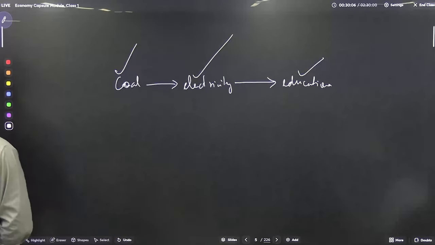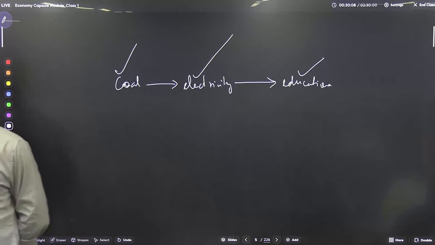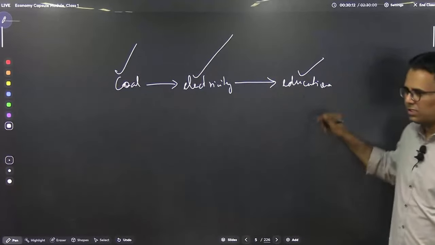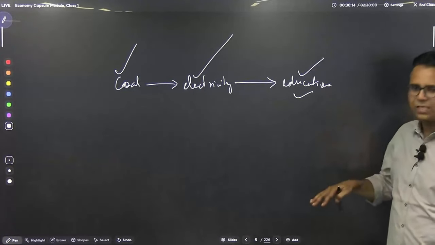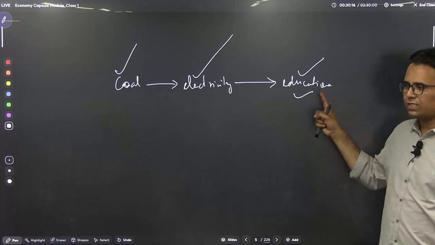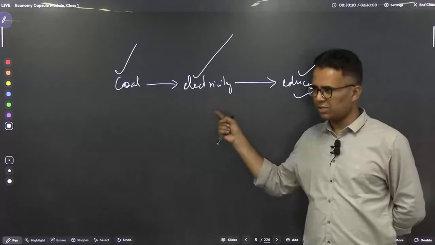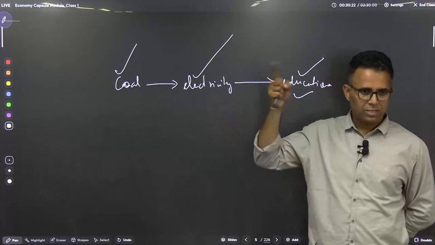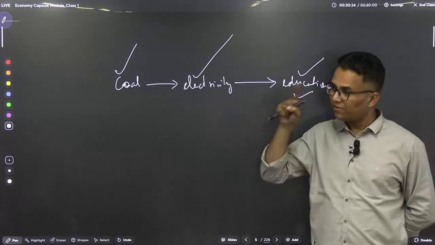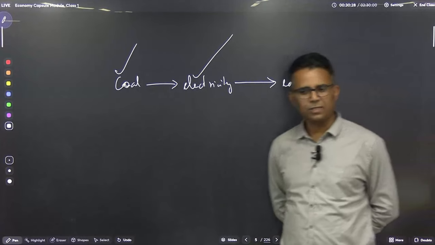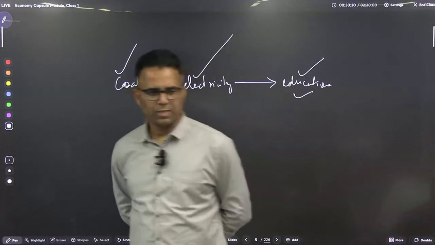So the last transaction in my case is electricity. But in the case of Unacademy, the last transacted product in the market is this. So in the case of Unacademy, education is the final good. Electricity is the intermediate good. At my home, electricity is the final good.